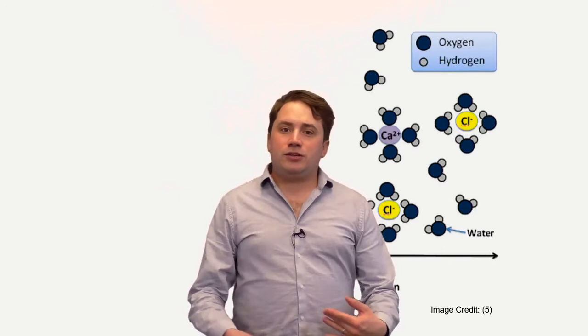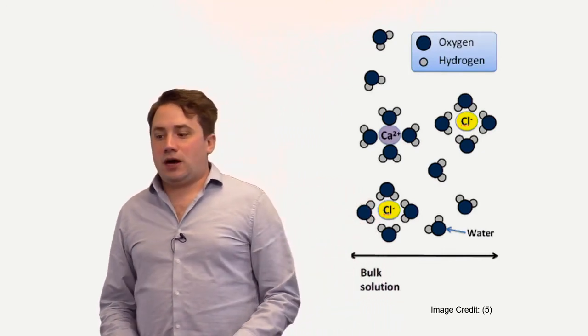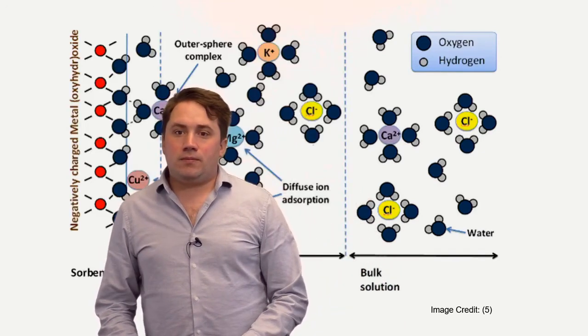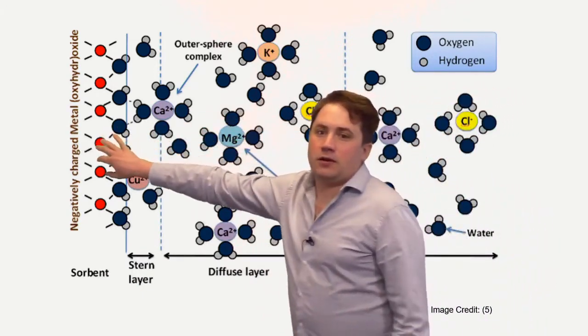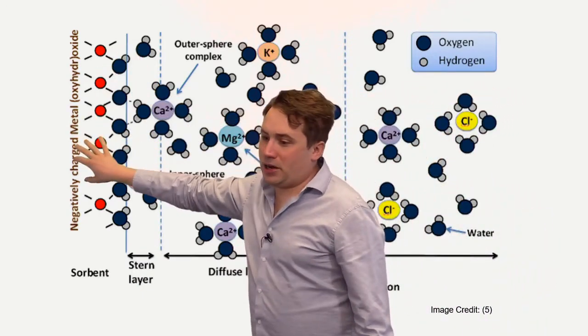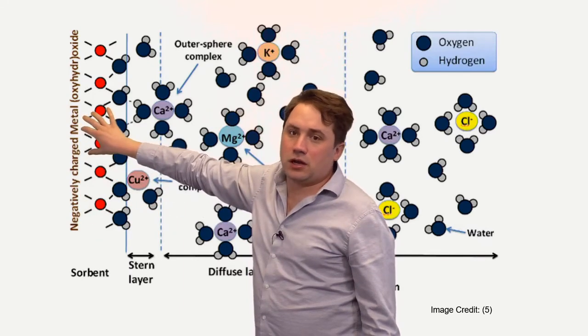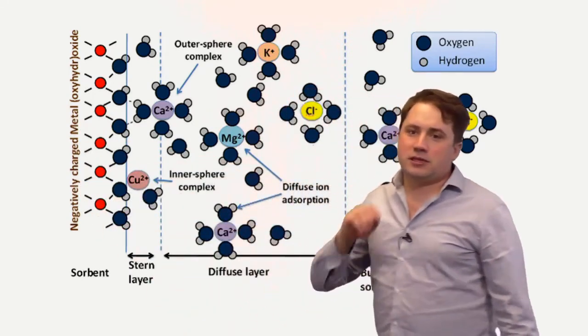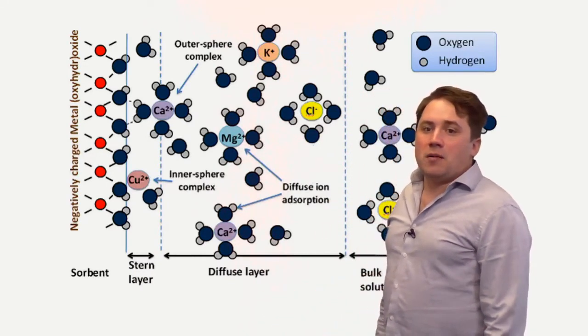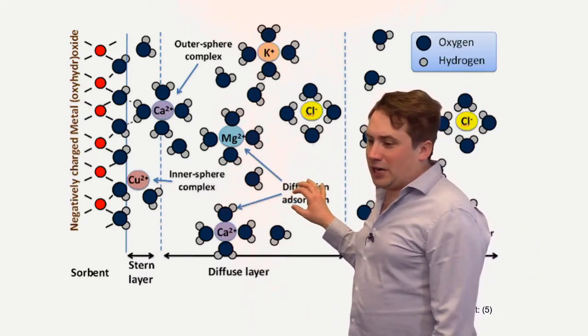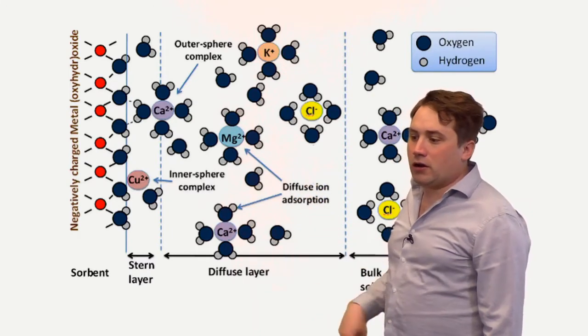What happens when you introduce a solid into this equation? Well, let's look at this diagram here. Here we have a solid all the way over here. This is a solid that bears a negatively charged surface. And why it bears a negatively charged surface is something we're going to get to in a second. But there are a few different kinds of reactions that you can consider occurring here.